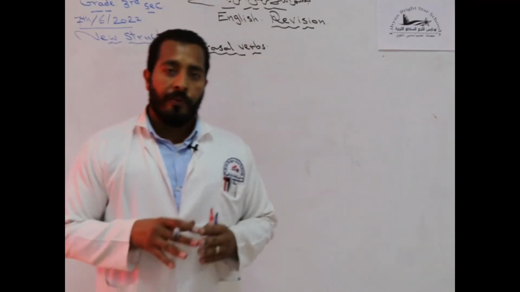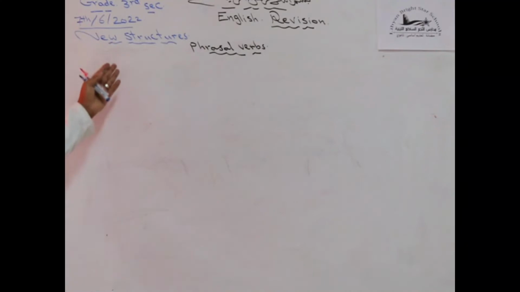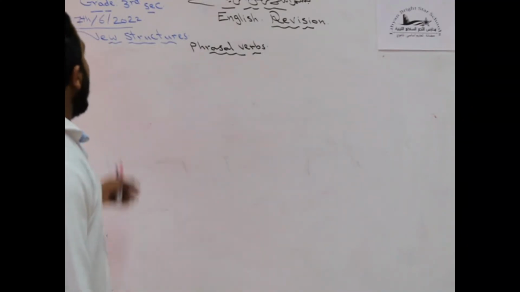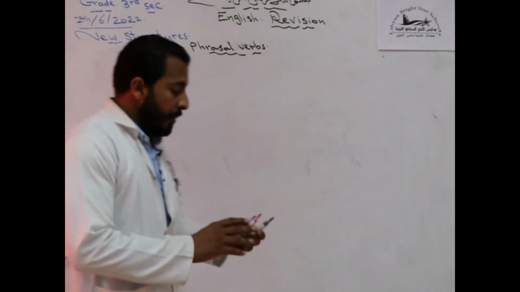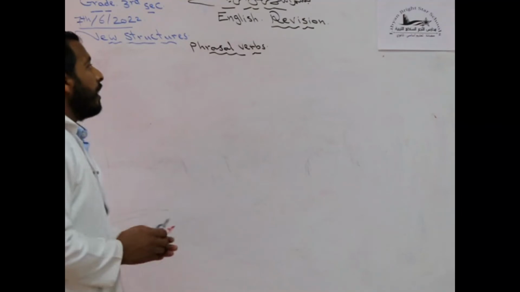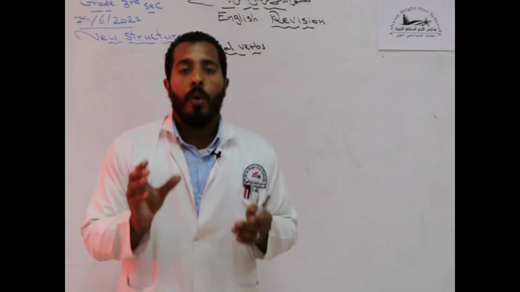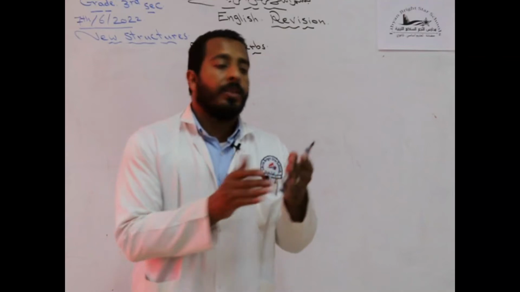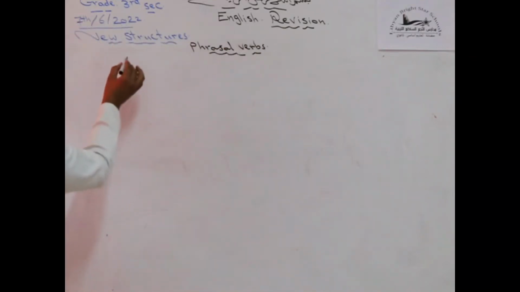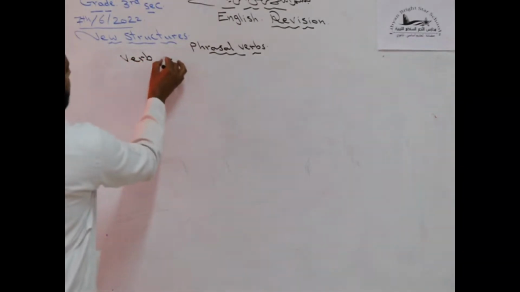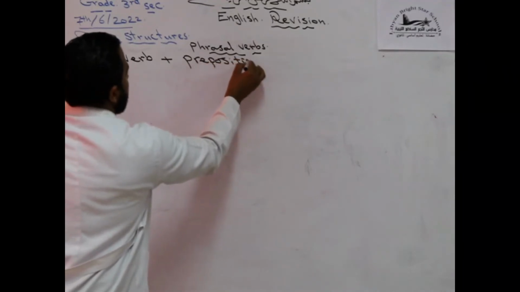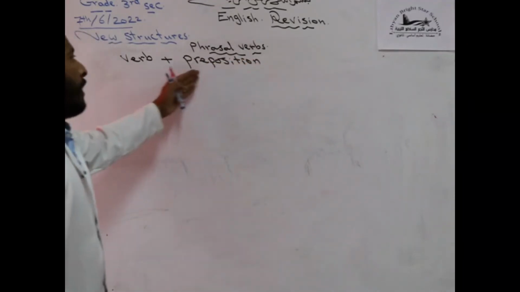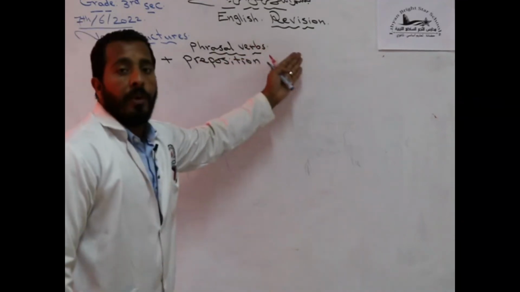Let's start our English revision today for third secondary scientific and literary section. Our instruction today is about phrasal verbs. Phrasal verbs are formed when a preposition is added to a verb. Verb plus preposition. When we have a verb plus a preposition, we say phrasal verb.